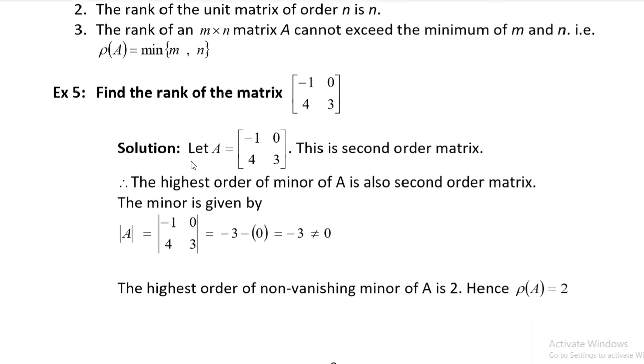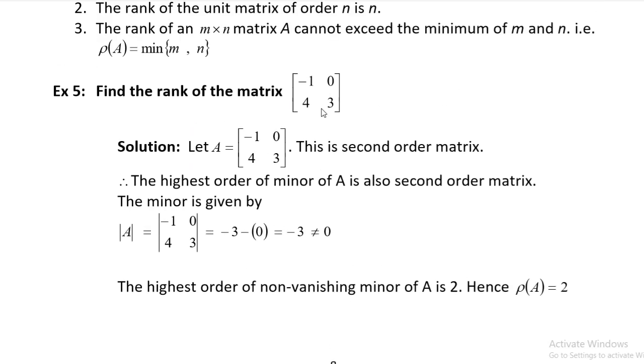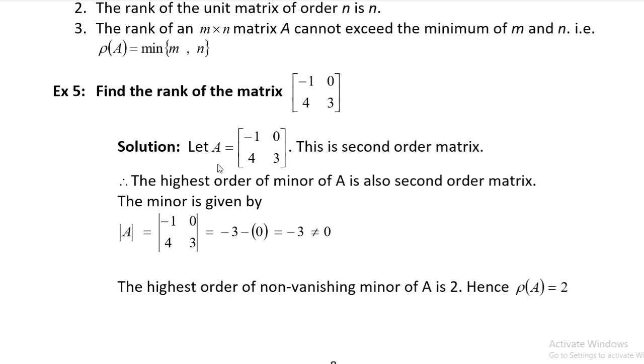So let's see an example to find the rank of a matrix. Minus 1 0 4 3. This is a second order matrix, or you can say a 2 by 2 matrix. The highest order of a minor of A is also the second order. The minor of a matrix is basically if you make square matrices out of this, because it's a minimum 2 by 2 square matrix, right? There is no 1 by 1 matrix, right? So its only minor is itself.